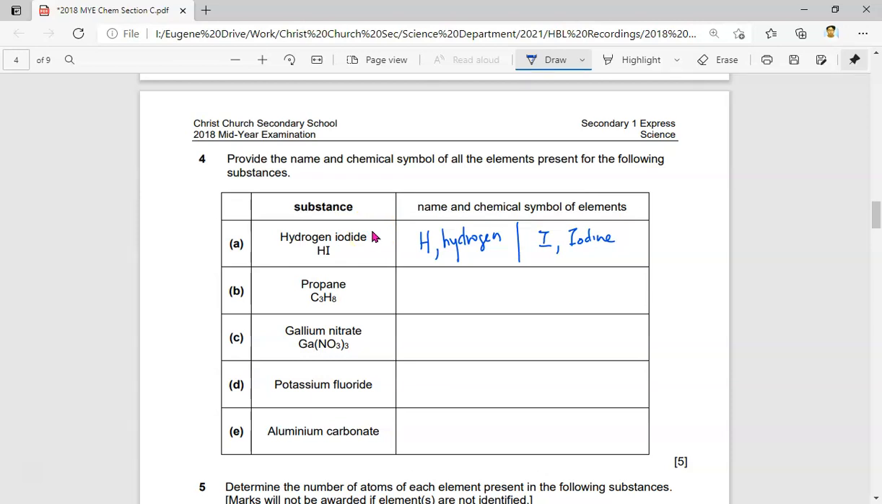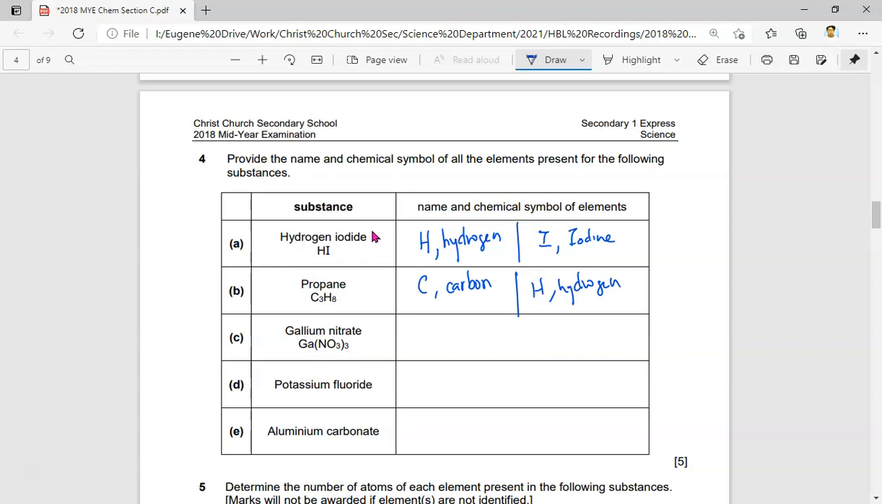Next one, propane. C3H8. The 3 and the 8 I don't really care about so much. I just know that there's the element C and the element H. So C actually represents carbon. H represents, as mentioned on the top already, hydrogen.